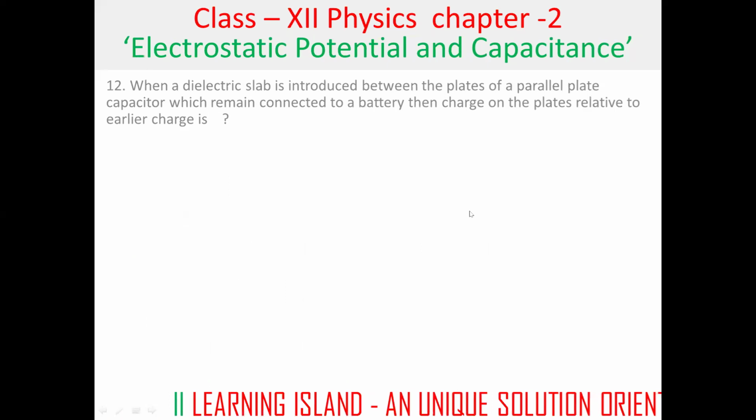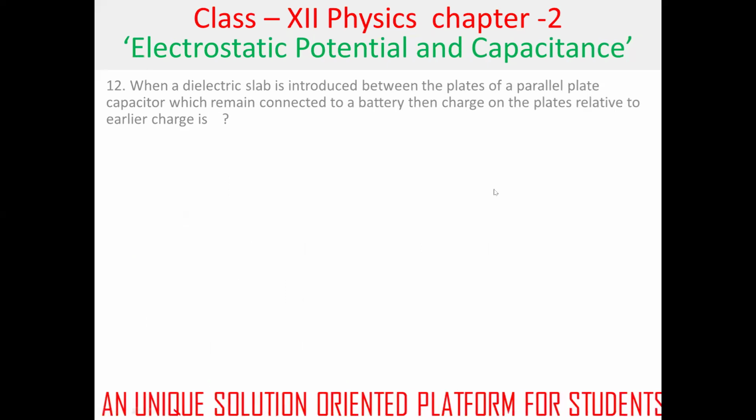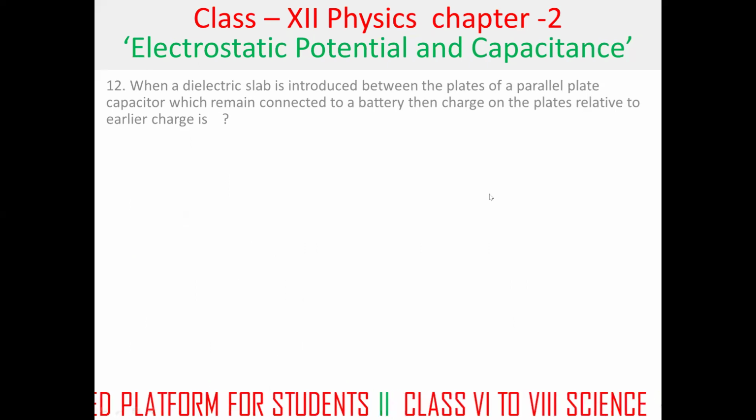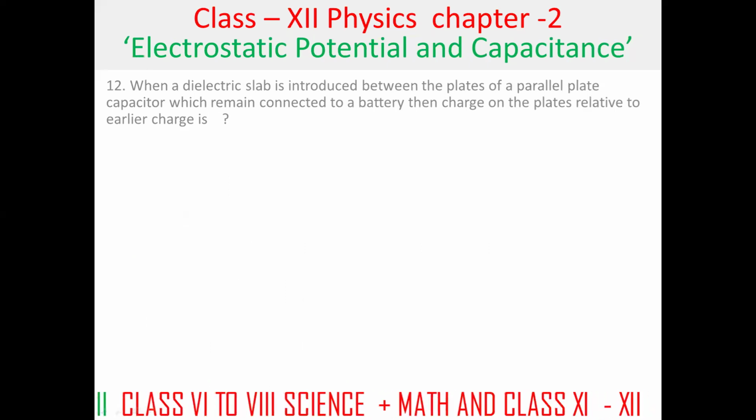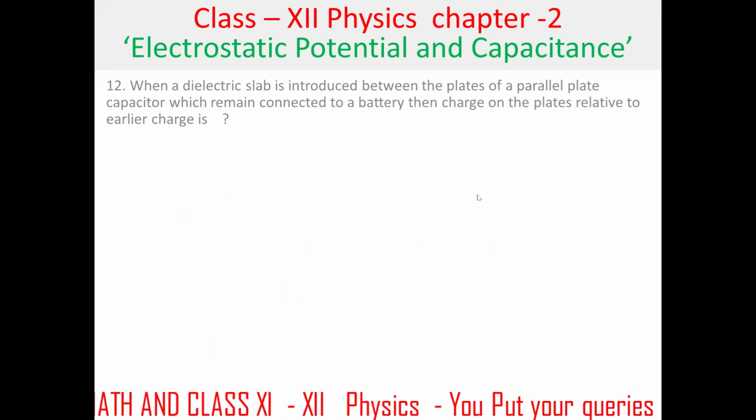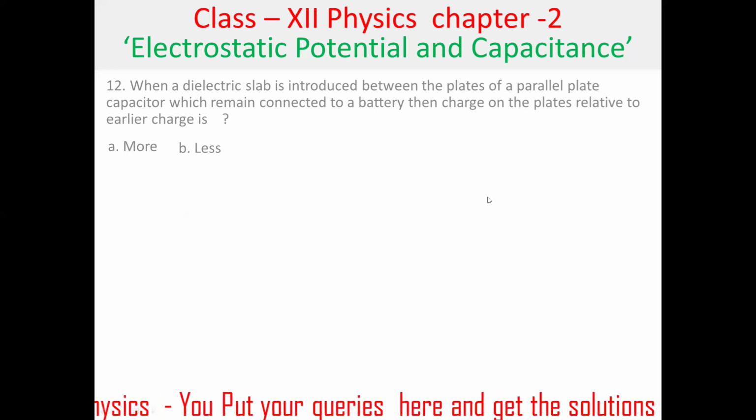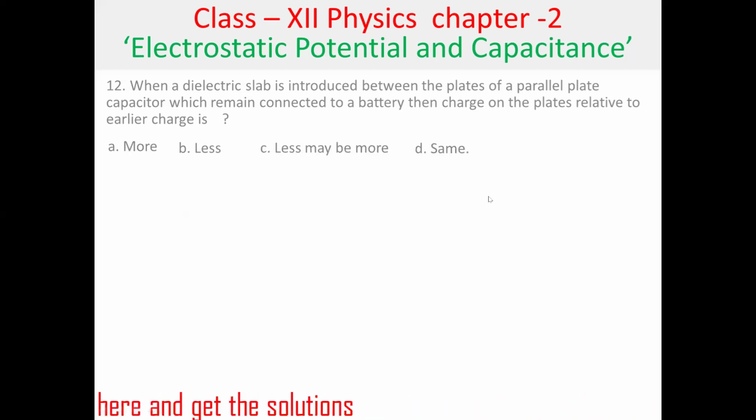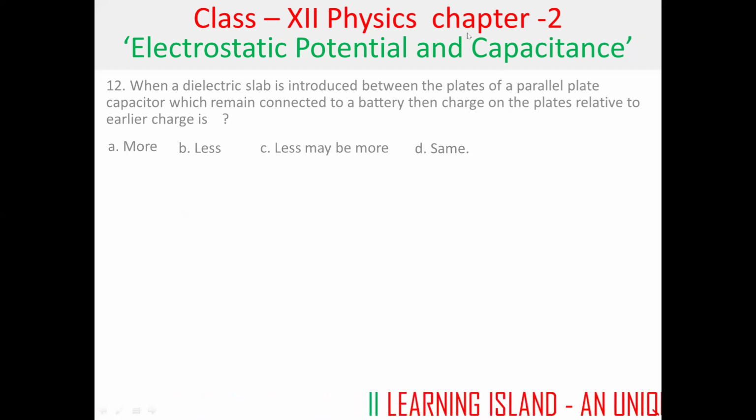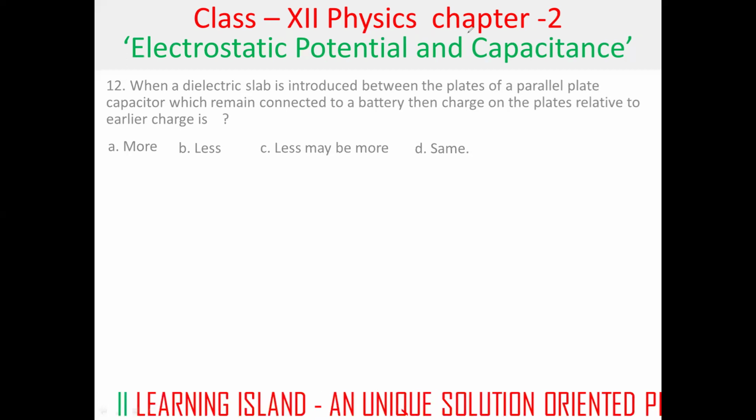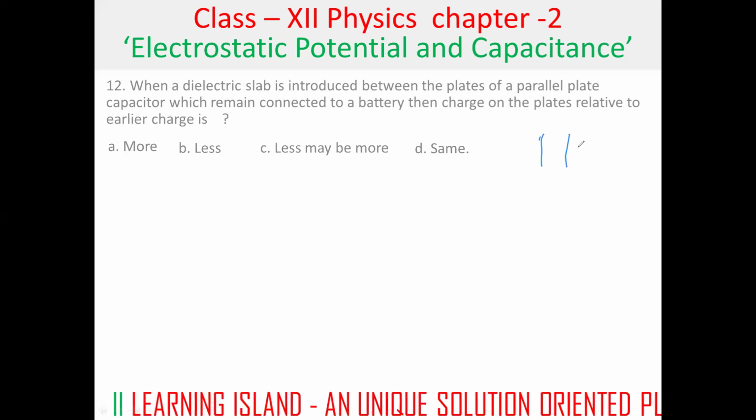When a dielectric slab is introduced between the plates of a parallel plate capacitor which remains connected to a battery, then the charge on the plates relative to the earlier charge is more, less, maybe more. Let me show by drawing. Suppose this is a capacitor and I have connected it with this battery. If the capacitance is C, then Q equal to CV, we know that.